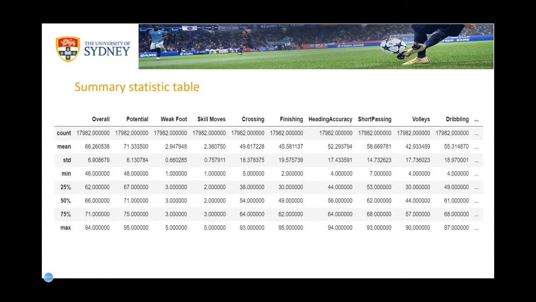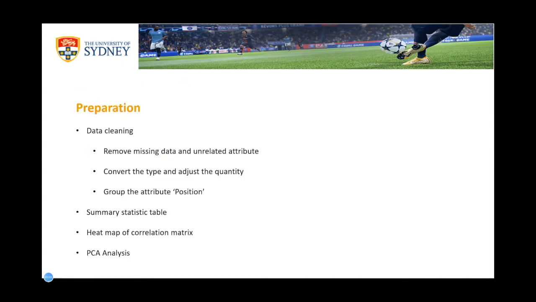Then before the modeling, we will do some preparation for our data set. We will do the data cleaning first, remove some missing data and unrelated attributes, convert the data type and make sure they can be calculated later, and adjust the quantity to make sure they are all present in the same unit. The most important is to group the attribute position into the 4 classes we mentioned before.